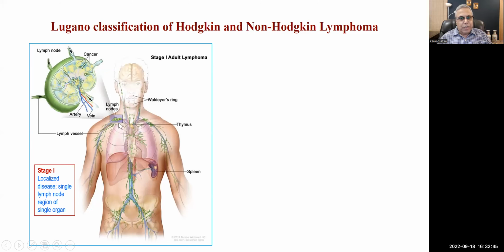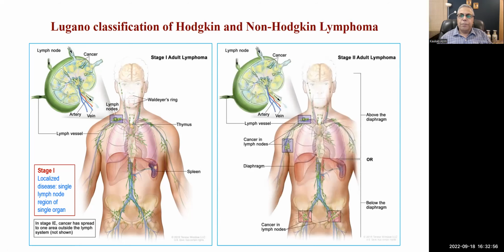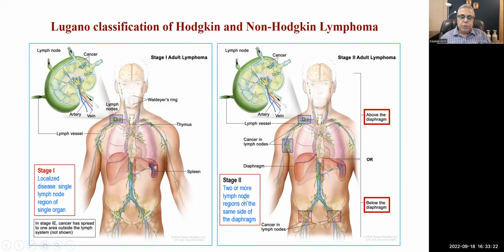If it has extended to a contiguous area, we call it 1E, stage 1E, okay? And has spread to one area outside the lymph node, but it should be contiguous. Then stage 2 are on the same side above the diaphragm, 2 lymph node regions, or below the diaphragm. Now, not on both sides. Okay, either both are below the diaphragm or both are above the diaphragm. We call it stage 2, or it will be stage 2E if it has extended to the adjoining area. All right. So stage 2 is 2 or more lymph node regions on the same side of the diaphragm.